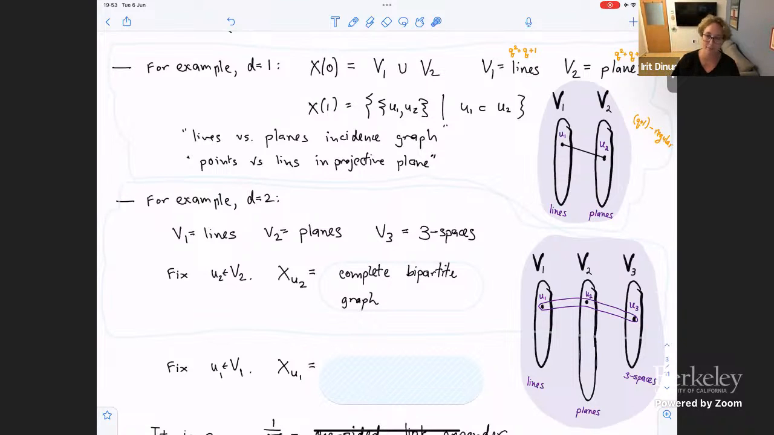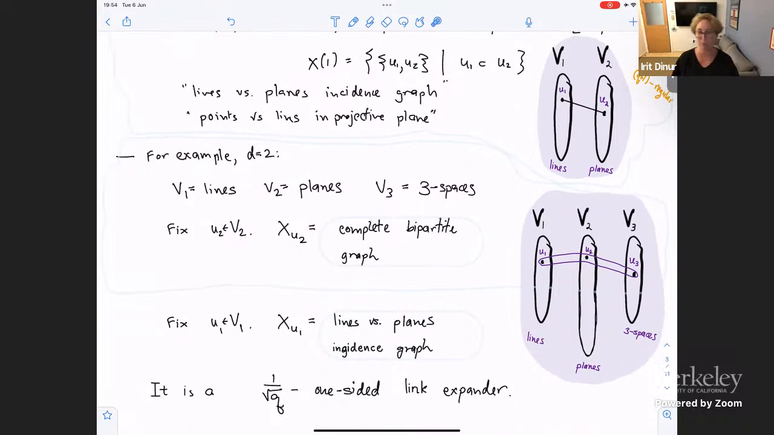What about if we take a vertex U_1? So not all the links in this complex are the same, it turns out. If I start from a vertex U_1 and I look at its link, then I get all the planes that contain this line and also all the 3-spaces that contain this line. And the graph between them is again the plane versus 3-space incidence graph, but since they all contain a line, you can kind of take a quotient and you get a graph that's isomorphic to the graph from D equals 1. It's really just, again, the lines versus planes incidence graph.